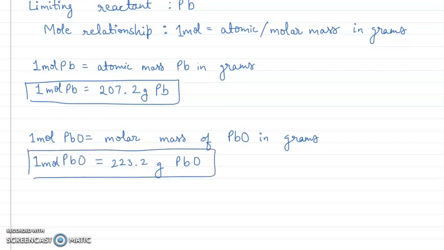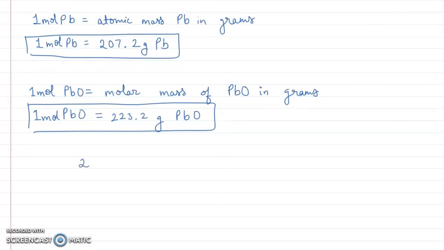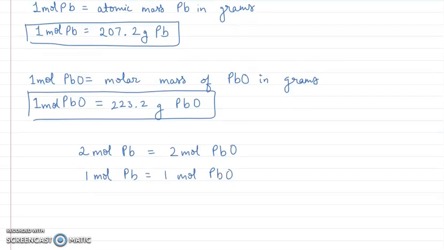According to the balanced chemical reaction, we can see that 2 moles of lead form 2 moles of PbO when it reacts with oxygen. So we have the relation: 2 moles of lead is equivalent to 2 moles of lead oxide formed. So if 2 moles is equivalent to 2 moles, then 1 mole is equivalent to 1 mole. And we have the relationship for 1 mole and 1 mole of lead and lead oxide.